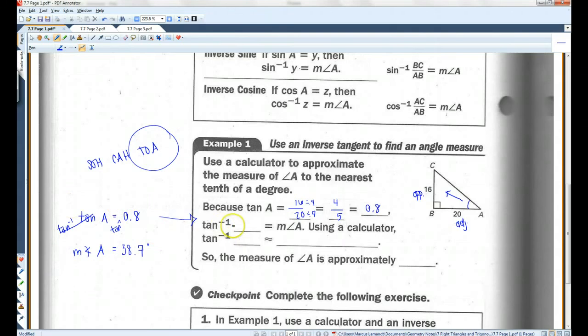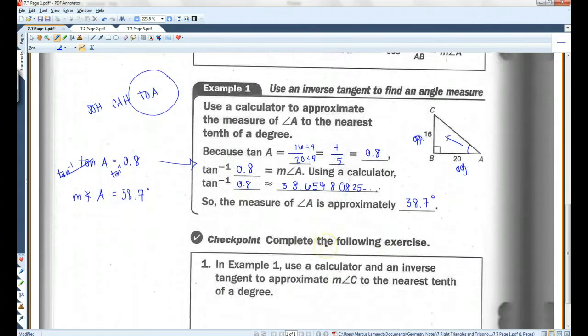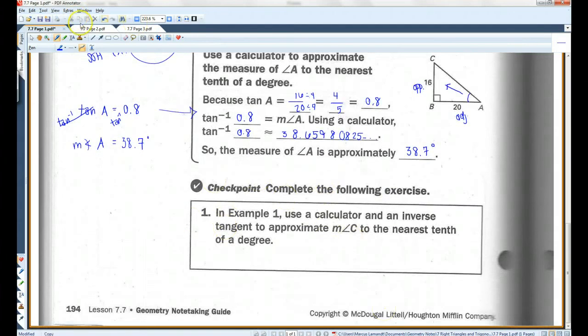Okay, this is what we're going to be doing. It's kind of confusing the way they write it out, so I wanted to write it out this way. Okay, inverse tangent of 0.8 equals the measure of angle A. Using a calculator, inverse tangent of 0.8, and I'll give you the whole decimal of what it says on this calculator. 38.65980825, etc. Okay, so the measure of angle A is approximately 38.7 degrees. Alright? Okay, you guys try this one. Let's go on to page 2.